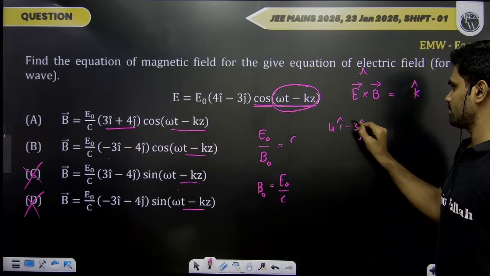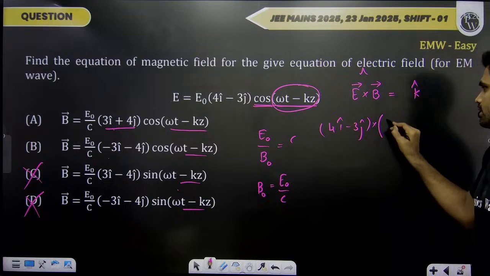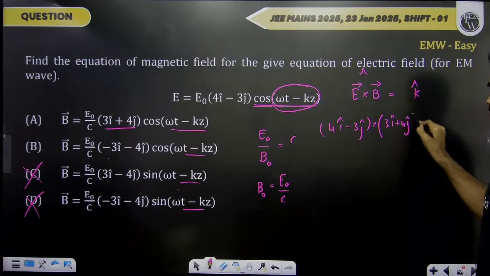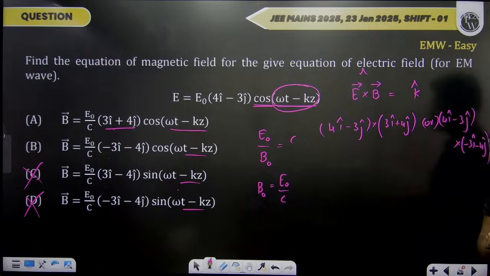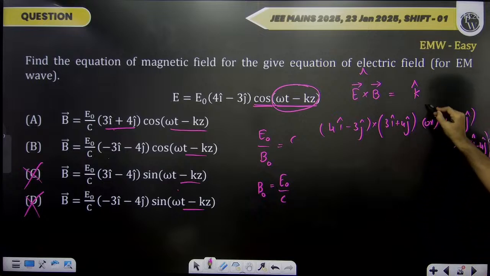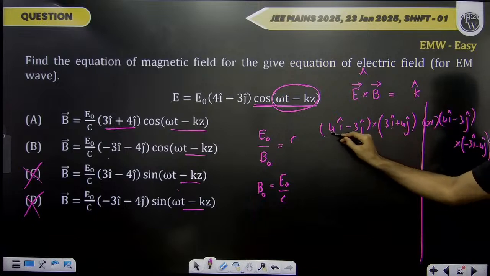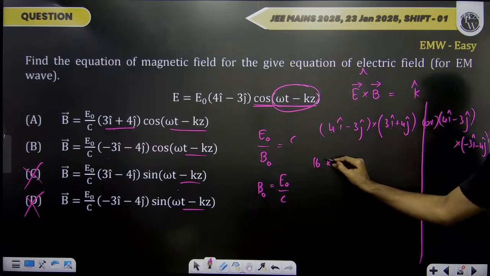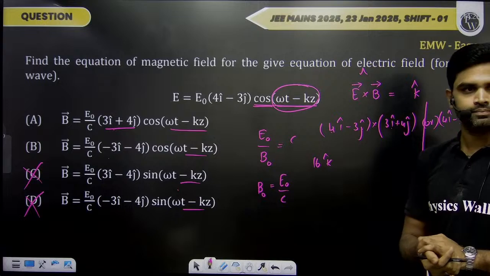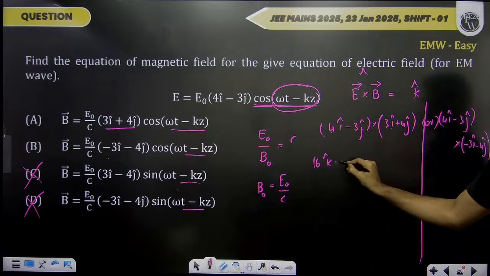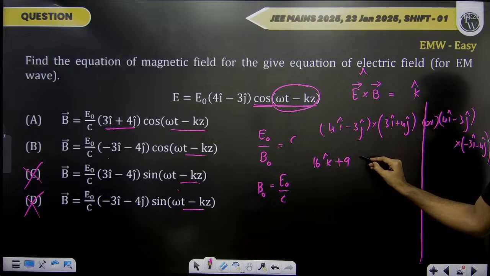4i minus 3j cross 3i plus 4j, or 4i minus 3j cross minus 3i minus 4j. So let us see which one is giving us k cap. Here, i cross i is 0, 4 into 4, 16 k cap, because i cross j is k. j cross i is also minus k, but another minus sign is there. So plus 9 k cap.